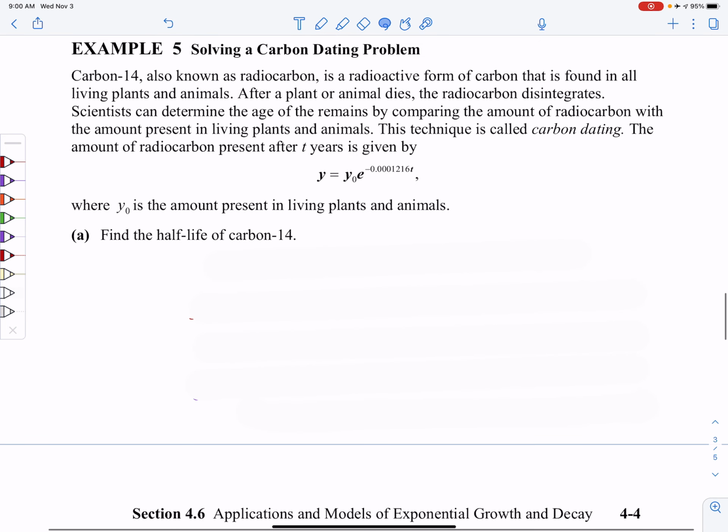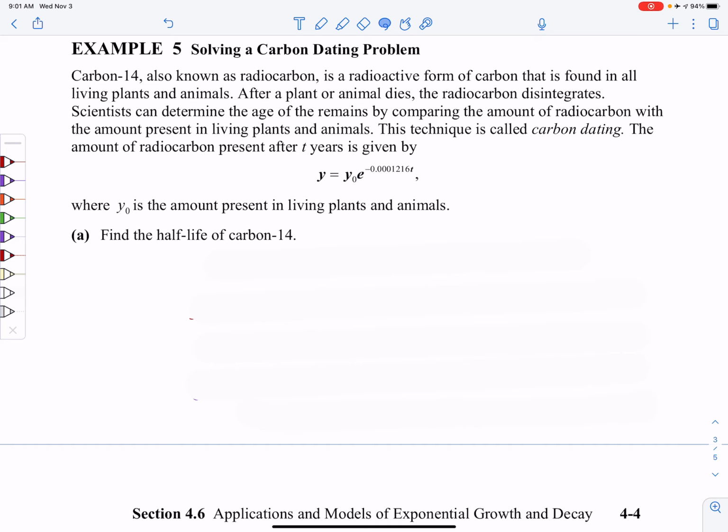All right, example 5, we have a carbon dating question. So carbon-14, also known as radiocarbon, is a radioactive form of carbon that's found in all living plants and animals. After a plant or an animal dies, the radiocarbon disintegrates, and scientists can estimate the age of the remains by comparing the amount of radiocarbon with the amount present in current living plants or animals. This technique is called carbon dating. The amount of radiocarbon present after t years is given by an equation. Once again, this is my future amount, y sub 0 is my initial amount, t is my time.